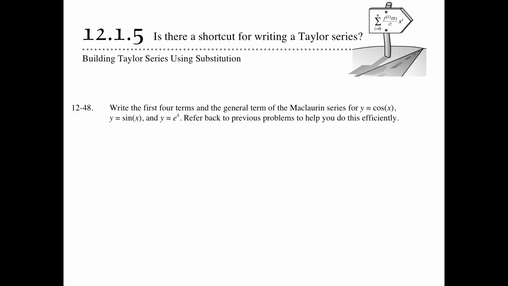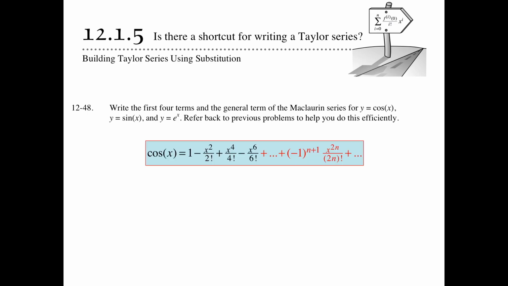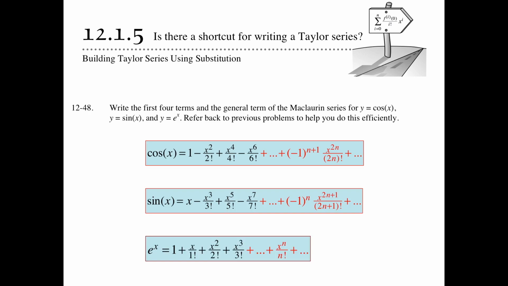The first problem of lesson 12.1.5, problem 12-48, has students add a general term to the first 4 terms of the Taylor polynomials centered at 0 for cosine x, sine x, and e to the x to create a Maclaurin series for each. Now, your students found and have been working with the polynomial forms of each of these series since lesson 12.1.2. So if you want your students to memorize these series, now is a reasonable time to expect them to do so.